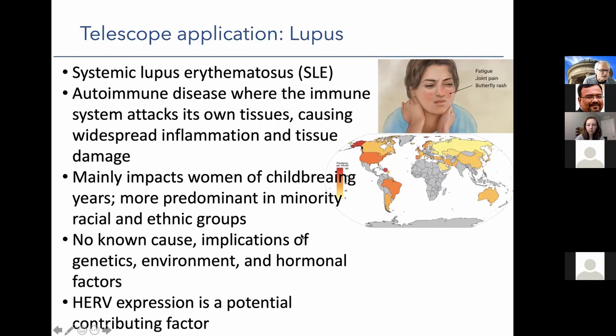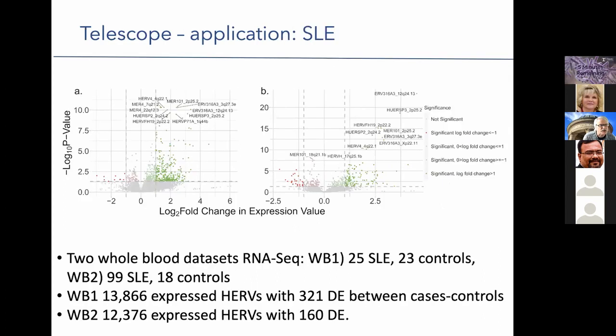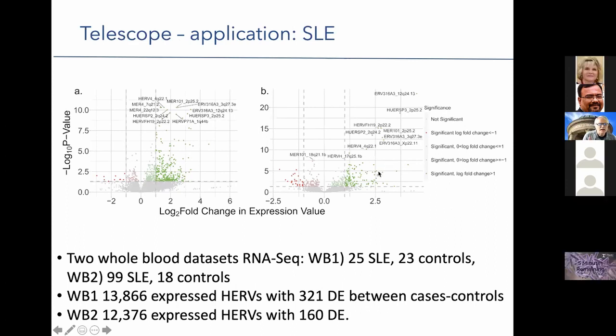There's no known cause. There are some implied genetic loci for this disease and some suggestions of HERV impacts. So we wanted to test this more thoroughly by looking at the HERV expression. So using Telescope, we could characterize our HERVs, and because it's RNA-seq data and we get stacks of reads, we can look at expression. In this case we had cases and controls, so we could look at differential expression of these HERVs, and we identify a whole lot of HERVs that are overexpressed and a few that are underexpressed.